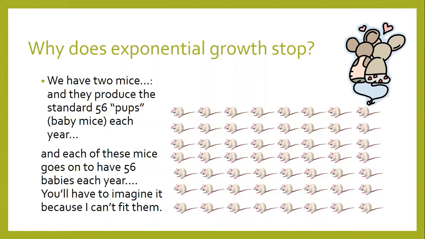The reason I did that previous slide is so that when we use things like species, we mean usually a single individual. And when we talk about a population, we're talking about all of that group in a given area. So let's say that we have 2 mice. 2 mice will have 56 pups or baby mice each year. And potentially those baby mice, each baby mouse, could go on to have 56 of its own. Hopefully you can imagine how quickly that population would get completely out of control. We'd just be covered in mice. But obviously we're not. So what stops exponential growth from occurring?